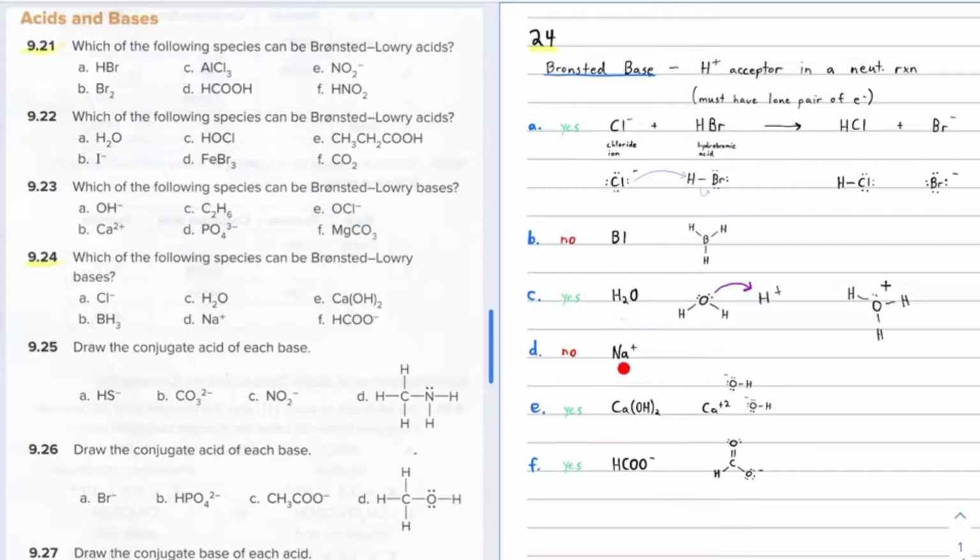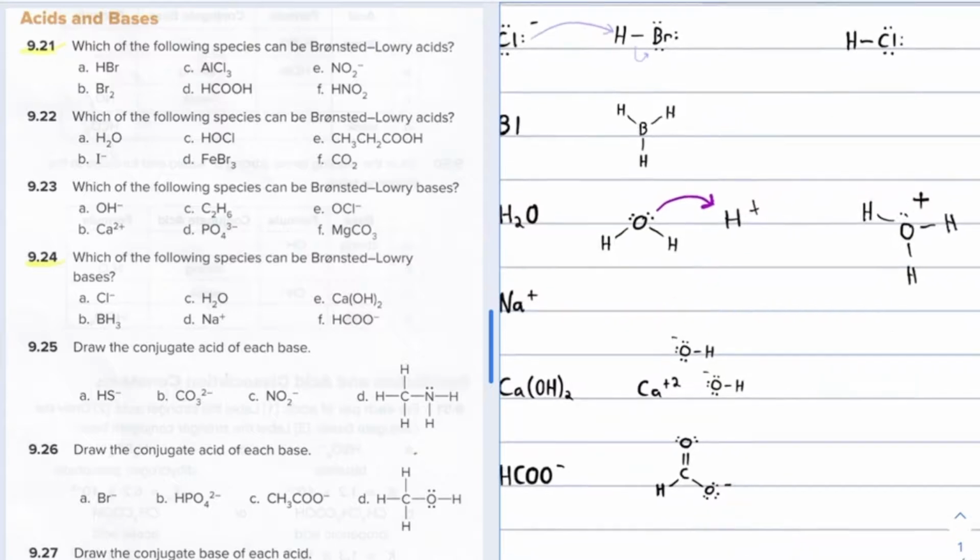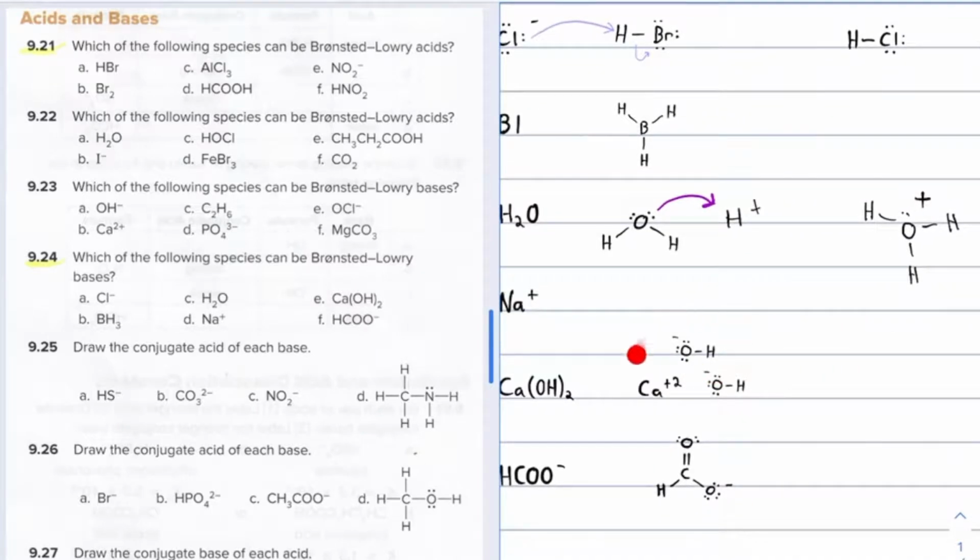What about the next ones? Okay, sodium ion. This is not a Bronsted base. There are no lone pairs of electrons. The next one is calcium hydroxide. This is an ionic compound, by the way. And so you have different ions: the calcium 2+ ion, and your 2 hydroxide minus ions. Let me blow these up a little bit.